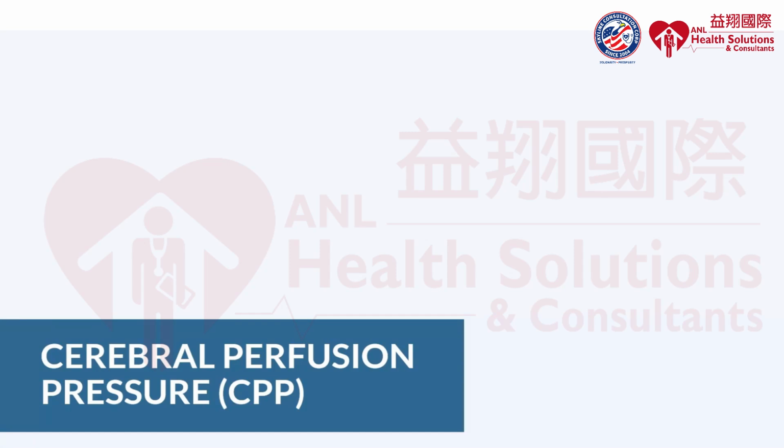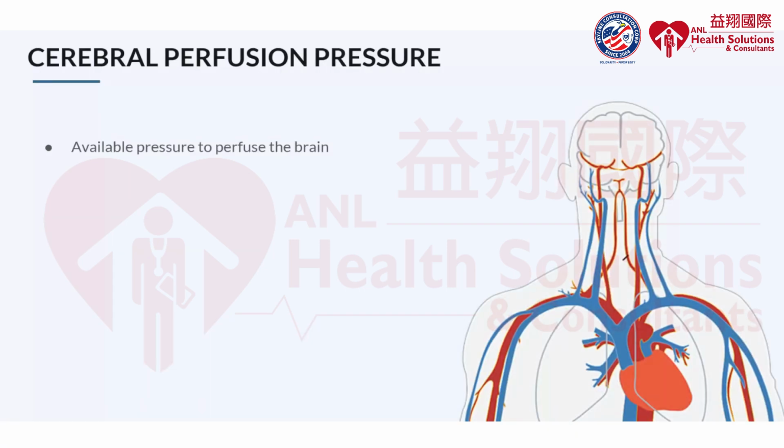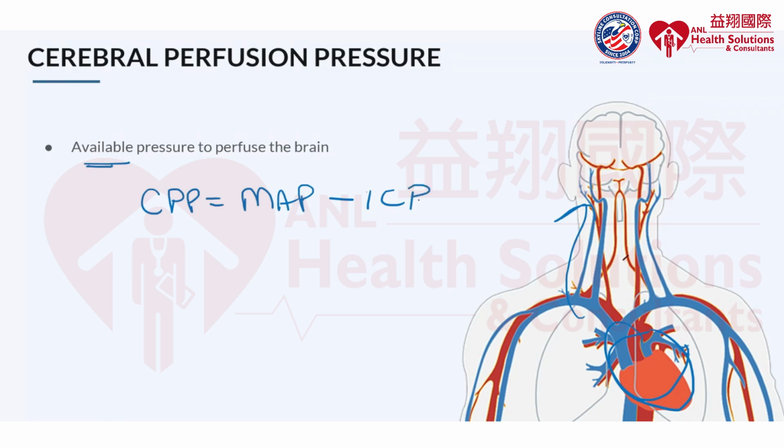So when we're caring for a patient with increased intracranial pressure, one of the most important things that we need to consider and monitor is the cerebral perfusion pressure, or CPP. So what is CPP? Well, CPP is the amount of pressure available to get the blood from the heart or the systemic circulation up into the brain to perfuse it.